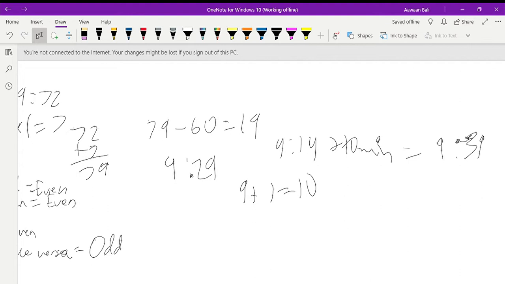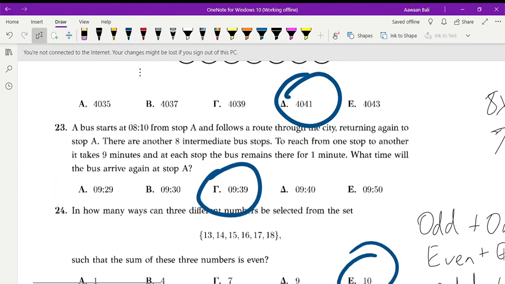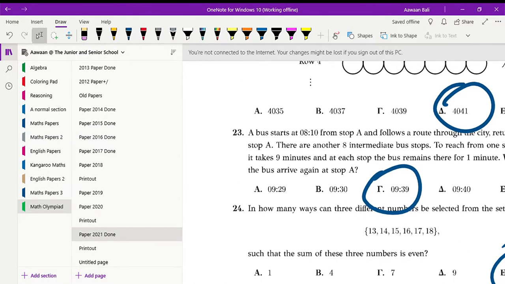Now 9:29, sorry, let me write that 29 there. 9:29 plus 10 minutes is 9:39, which means the answer is 9:39. That's when the bus will arrive again. So that's gamma.